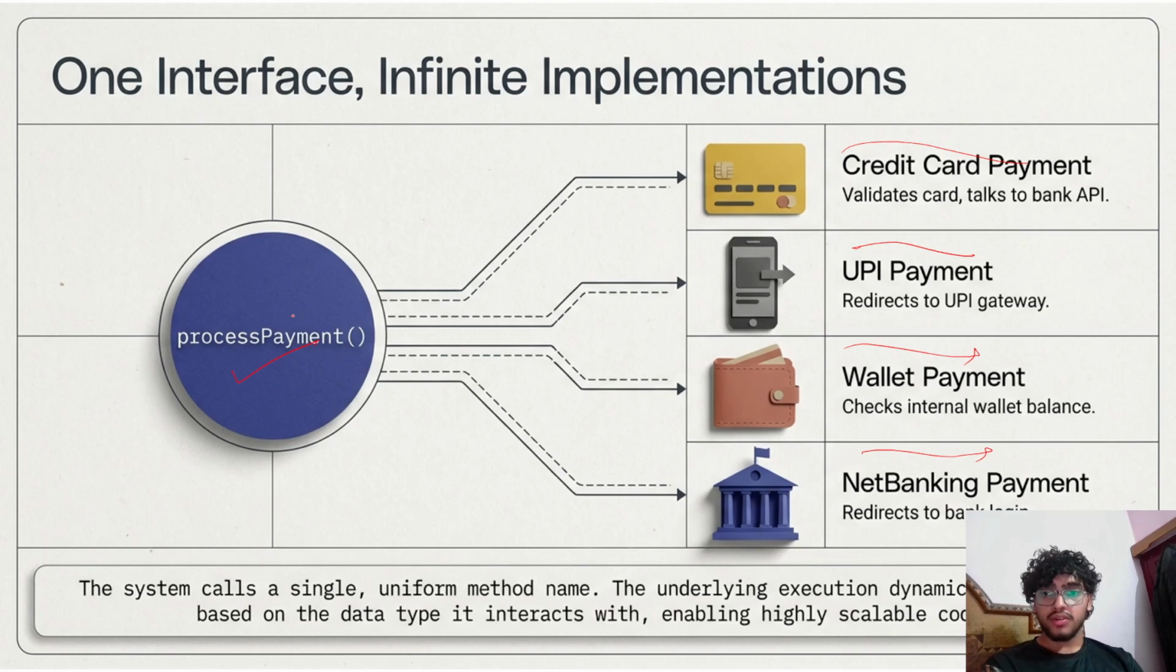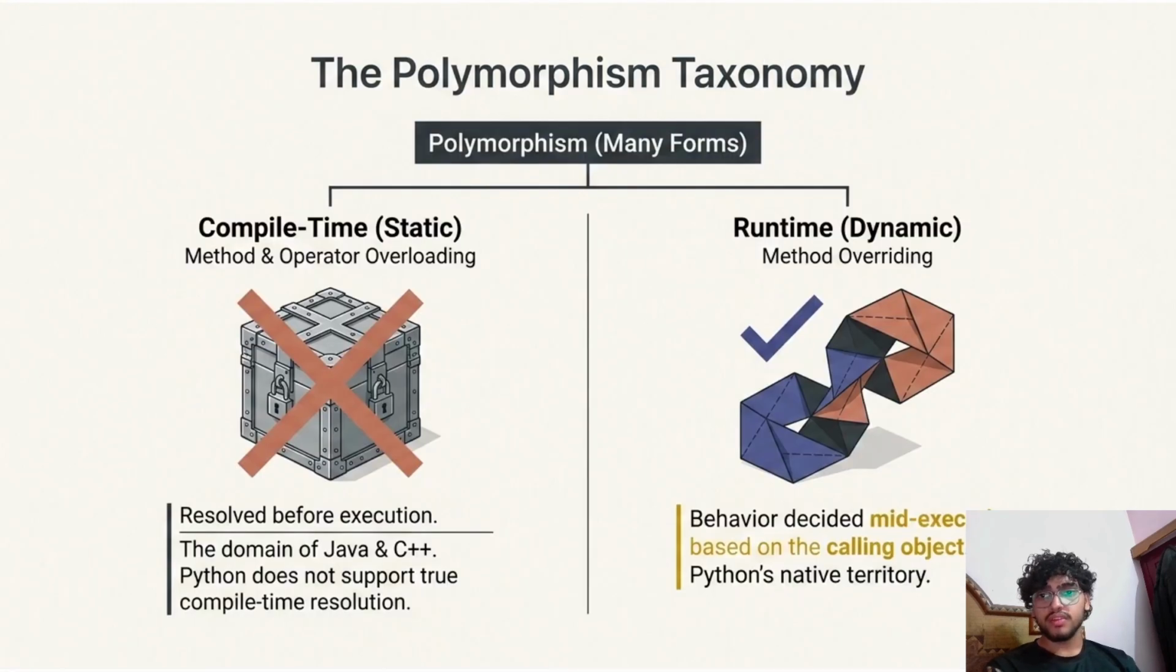So one process payment method is doing many tasks under the same name. So this is called Python's polymorphism. So the system calls a single uniform method name. The underlying execution dynamically changes based on the data type it interacts with, enabling highly scalable code.